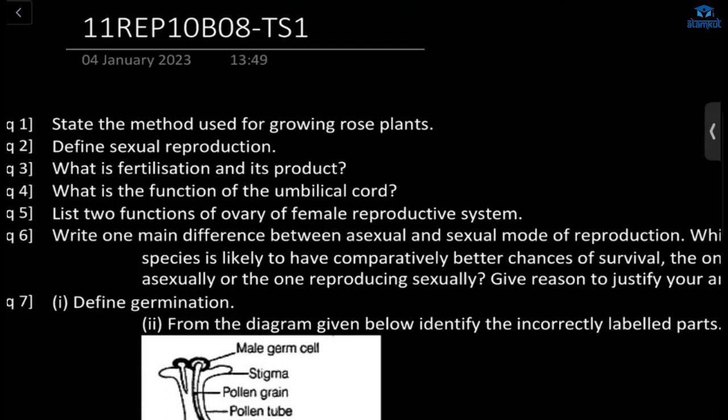Yes, ma'am. In which chapter did you score less marks? Ma'am, I think heredity. Heredity is 16 marks, right? That one, no. Okay, after that, we'll discuss that chapter also.